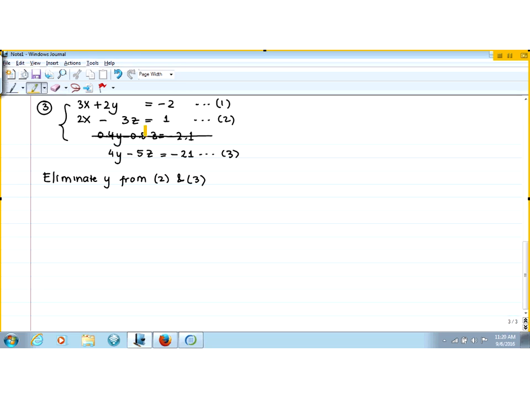Let's see the y's. The y's are from 1 and 3, I'm sorry. Equation 2 doesn't have y. So let's see here, the y, this is 2 and this is 4. So what is the LCD? 4. So what do I do to my equation 1? Multiply by 2. Yes. So multiply by negative 2.